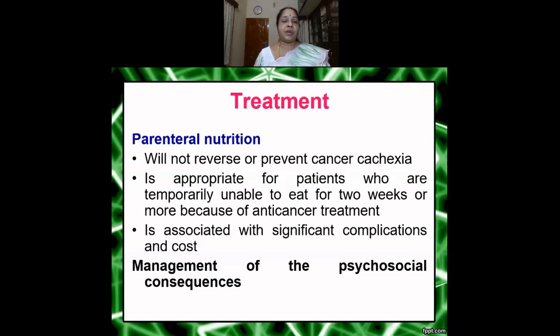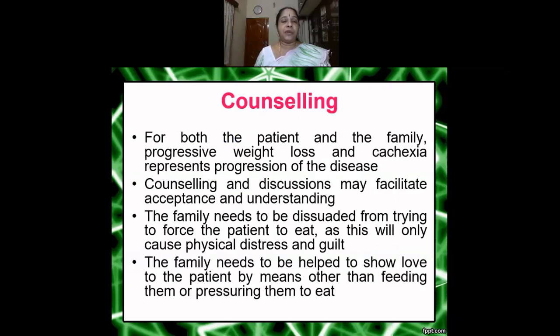Management of the psychosocial consequences can be done in order to prevent weight loss and cachexia. Counseling is very important for both the patient and the family. Progressive weight loss and cachexia represents progression of the disease. So as the patient starts losing weight and the weight loss is aggravated, it indicates that the disease is progressing in the patient. Counseling and discussions may facilitate acceptance and understanding that the weight loss in the individual is because of the disease progression. The family needs to be dissuaded from trying to force the patient to eat.